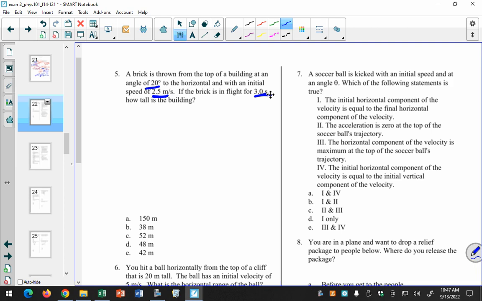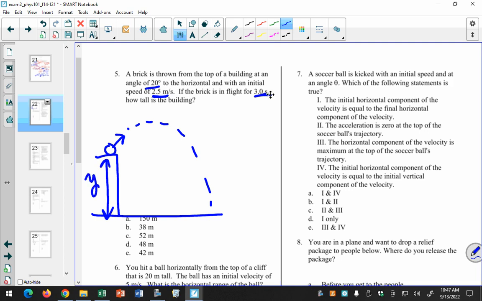So I have this object that shoots up at an angle like this and then goes up and down like that. I want to know how tall is the building. That is, I want to know what is the y displacement. So I know that I'm starting right here at y equals 0, and I want to know what is y down here. Well, I know the equation for the y motion that describes this. It's equal to v naught y times t plus 1/2 ay t squared. I can find v naught y.